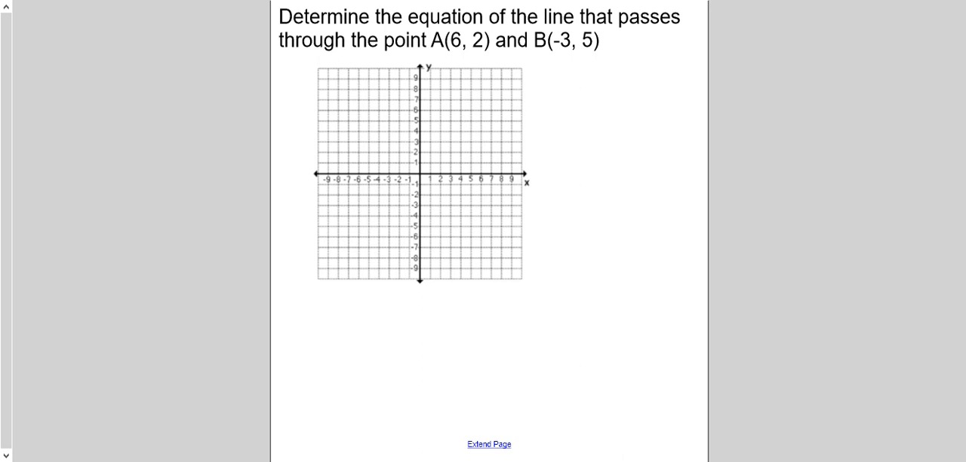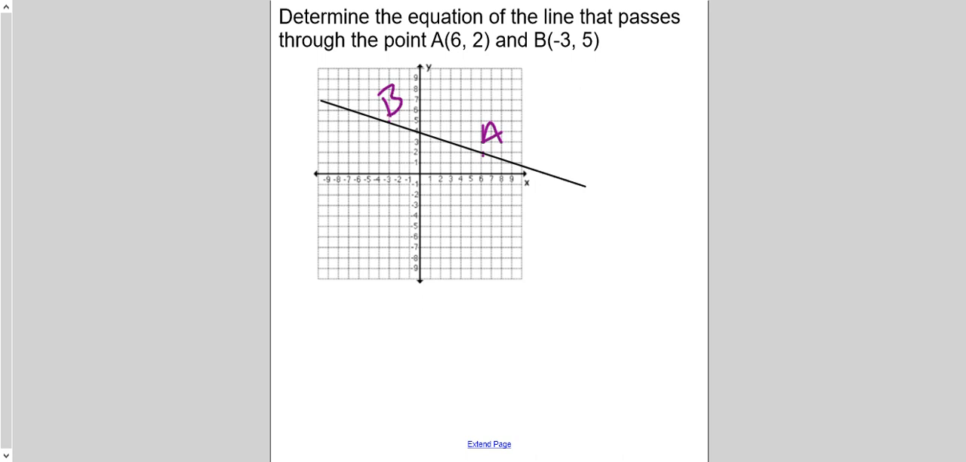A is at (6, 2), which is right about there. And then B is at (-3, 5), which is about there. And let me draw a nice straight line that goes through those 2 points. There we go. That looks pretty good. All right, so this was A and this was B. And we want to find the equation of this line.